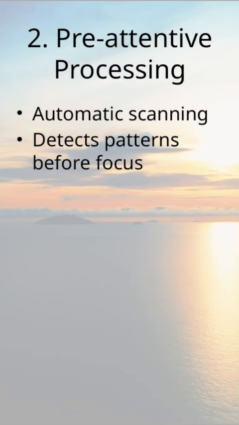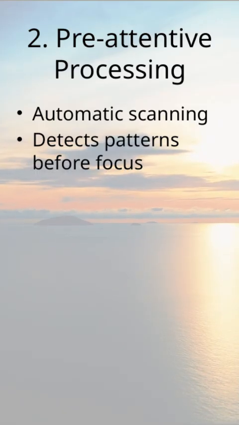Let's talk about automatic scanning. What this means is that our brains can detect patterns even before we consciously focus on them. It's like our subconscious is already picking up on important visual cues. This process happens very quickly and helps us identify key information faster than if we had to analyze everything deliberately.